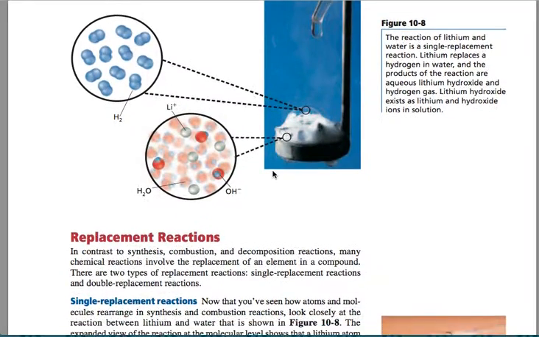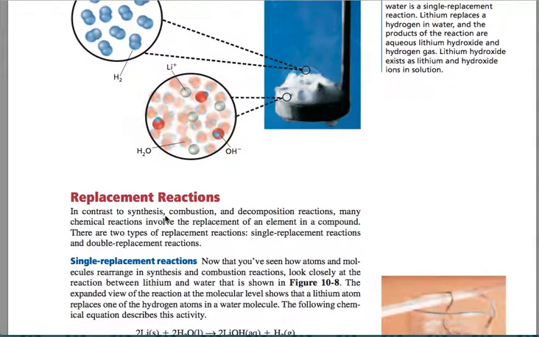Okay, replacement reactions. In contrast to synthesis, combustion, and decomposition reactions, many chemical reactions involve the replacement of an element in a compound. So taking one thing out and putting something else in its place. Replace: take something out, and place something different. There are two types of replacement reactions: single replacement reactions and double replacement reactions. Single means one, double means two.